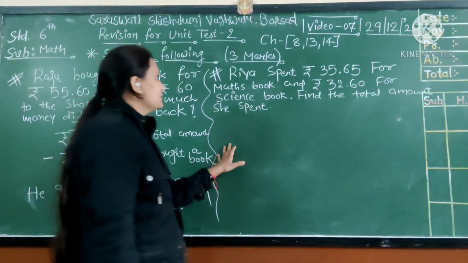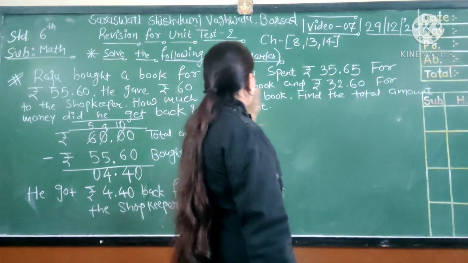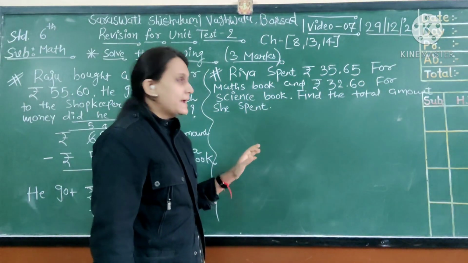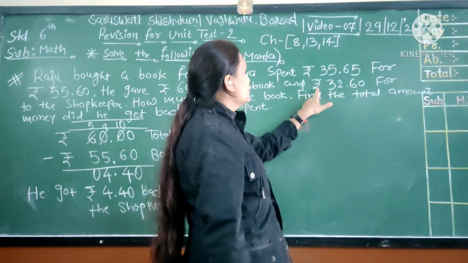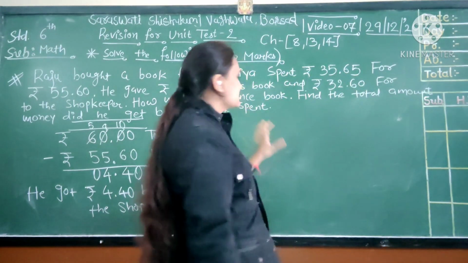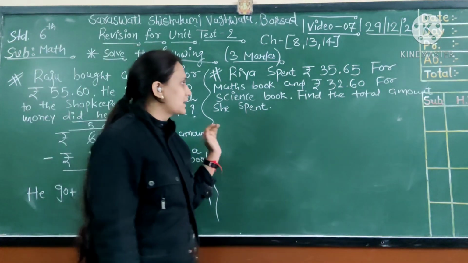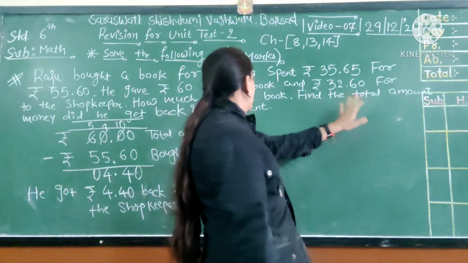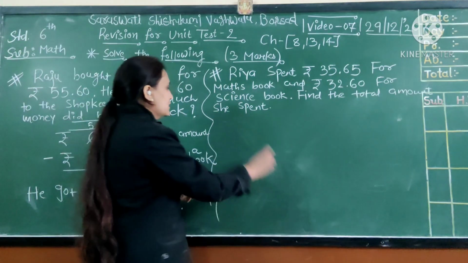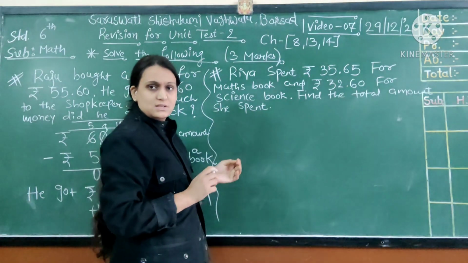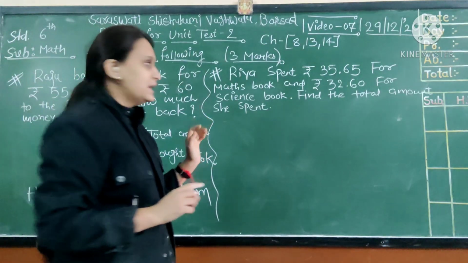Now the second question we have here is that Riya spent ₹35.65 for a maths book. Riya has purchased a maths book for ₹35.65 and a science book for ₹32.60. Means Riya has purchased two books, a science book and a maths book. So find the total amount she spent. Here we have to add both the numbers. We have to find the total amount, that's why we use addition here.